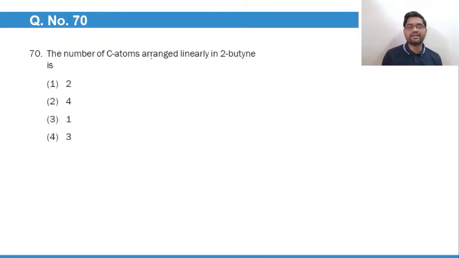Question 70: The number of carbon atoms arranged linearly in but-2-yne. All are linear, since this angle is linear and this angle is linear. So all 4 will be in a line. Got it?